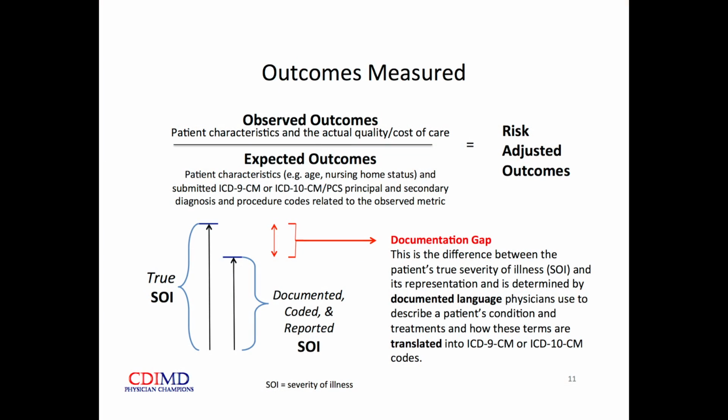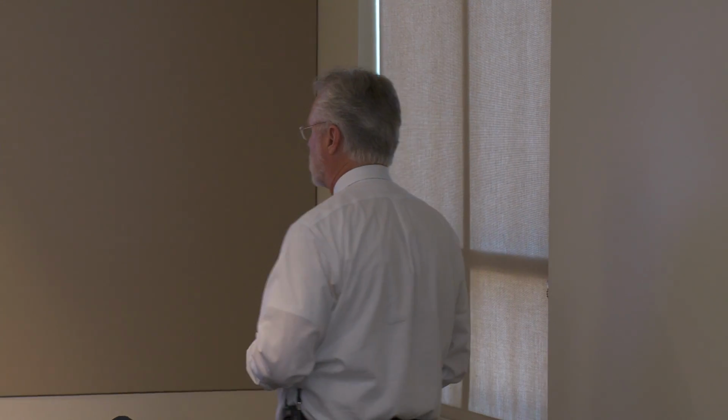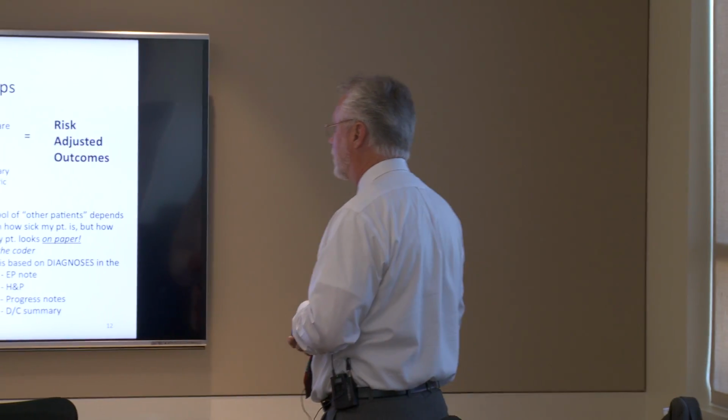So it's this documentation gap that's the difference between my patient's true severity of illness and its representation, and it depends entirely on the language that we use to document in the record. There are some terms that we use frequently that the coding system just has not assigned relative weight to, and we need to understand what those are so we can adjust ourselves appropriately.